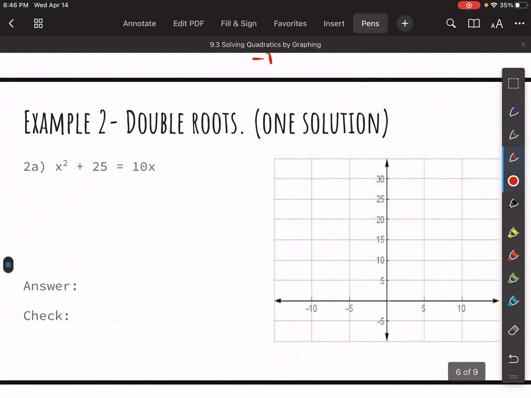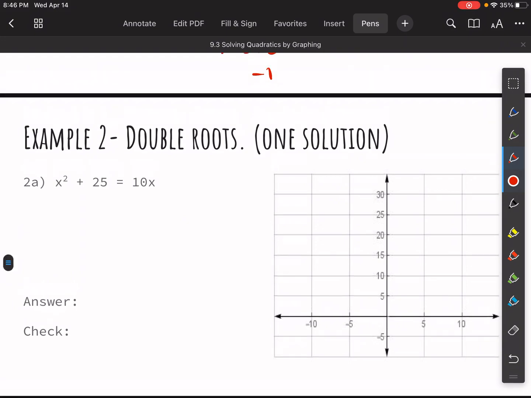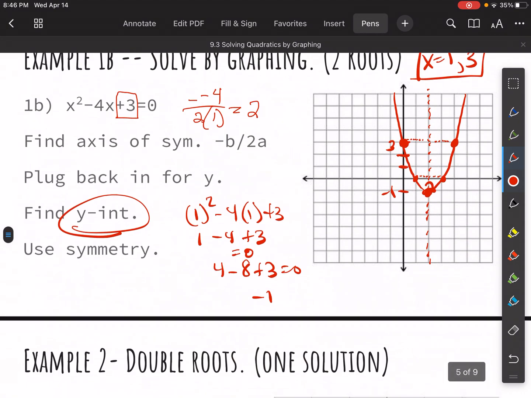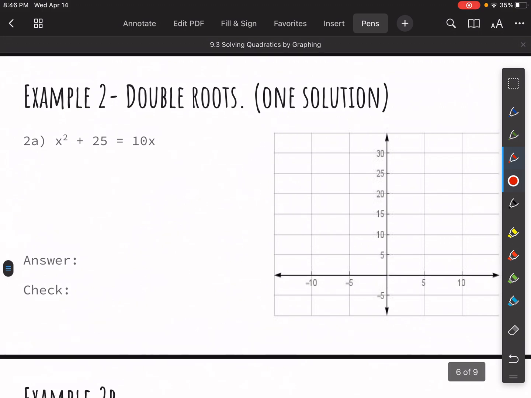All right, and then example 2 here. For example 2, the double roots, what they want us to do is graph this like anything else. So put it in standard form first. This will be x squared. I'm going to just move this 10x over. So I get x squared minus 10x plus 25 is equal to 0. Okay, so what they want us to do is just graph this.